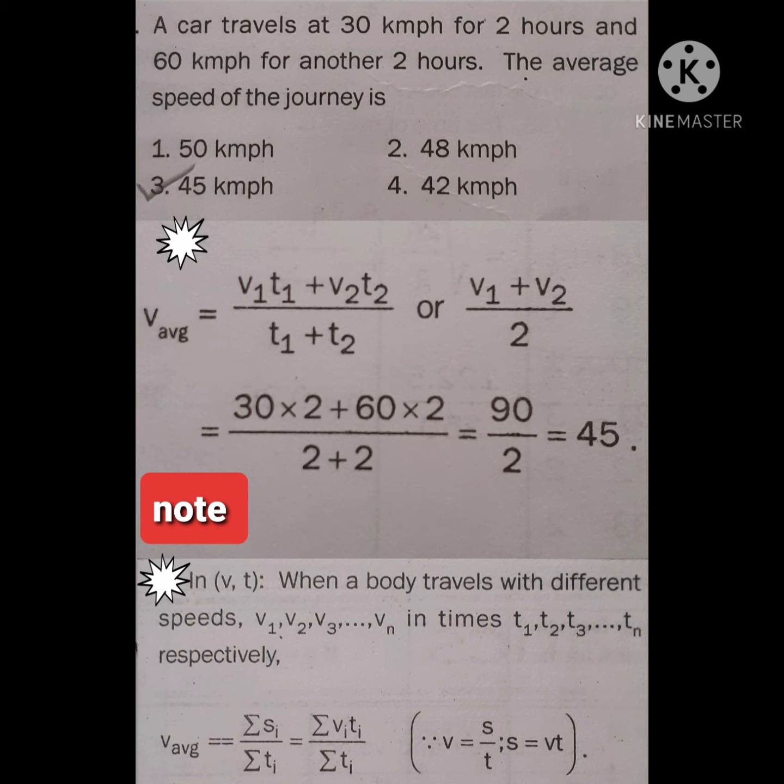Before going to solve this problem, again I have given you one note. When a body travels with different speeds v1, v2 and so on, in time intervals t1, t2 and so on, the average velocity formula will be summation of si by summation of ti, or you can write summation of vi ti by summation of ti. By utilizing that formula, v average is equal to (v1 t1 + v2 t2) by (t1 + t2), or we can write (v1 + v2) by 2. So it will be (30 into 2 + 60 into 2) by (2 + 2), which is 90 by 2, equal to 45.